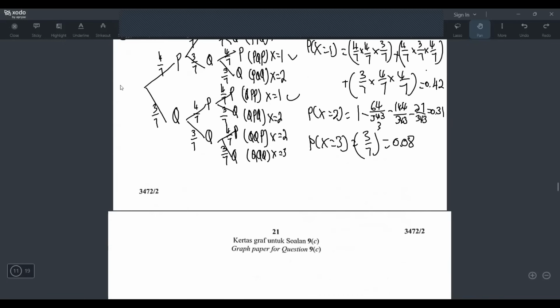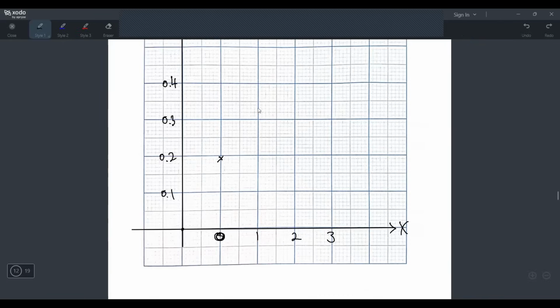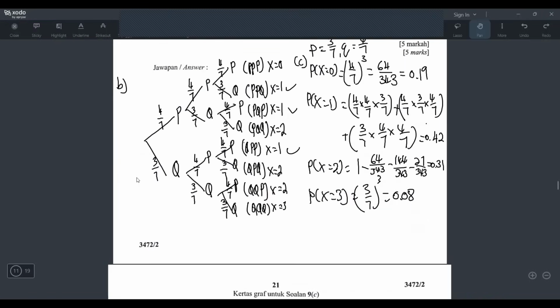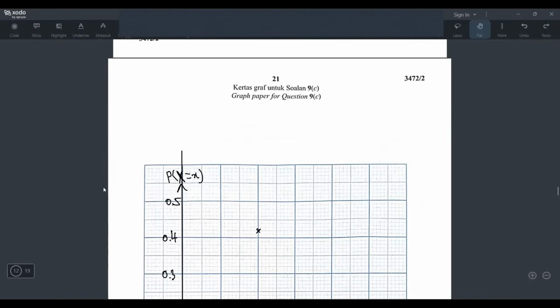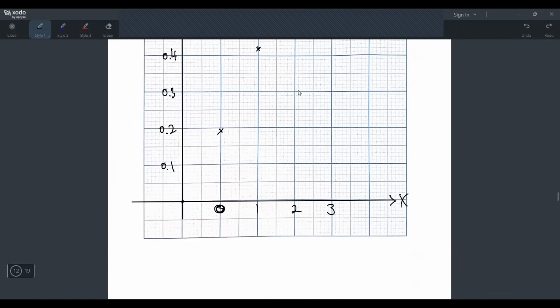Okay, next one. When x equals 1, it will be 0.42. So x equals 1, 0.4. This one 4, 4, 1. So 42 here lah. Okay. It means here is 0.5. Yeah, 4, 2, 4, 3, 4, 4, 4, 5, 4, 6. Yeah. Okay, next one. When x is 2, it will be 0.31. When x equals 2, 0.3. Go up one small box is 0.31.